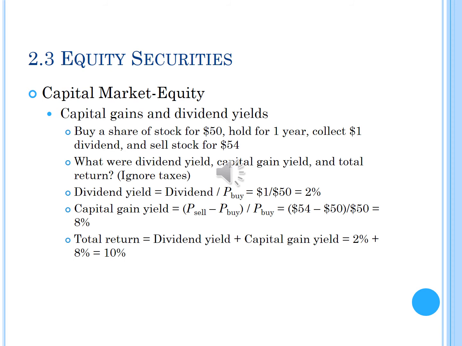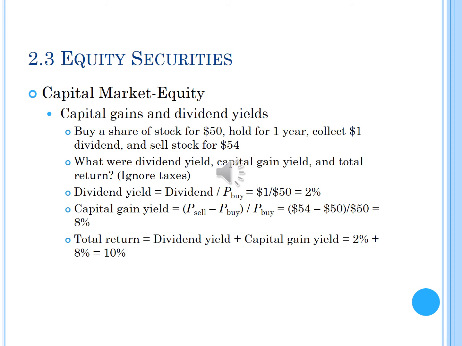So the difference between those two represents the capital gains. And the dividend yield is the $1. Okay? So what were the dividend yield, capital gains yield, and the total return, ignoring taxes? The dividend yield would equal the dividend, which was paid out, divided by the purchase price, or the price at the time of purchase. So the dividend here is $1. We divide that by the purchase price, which was $50. We get 2% dividend yield.